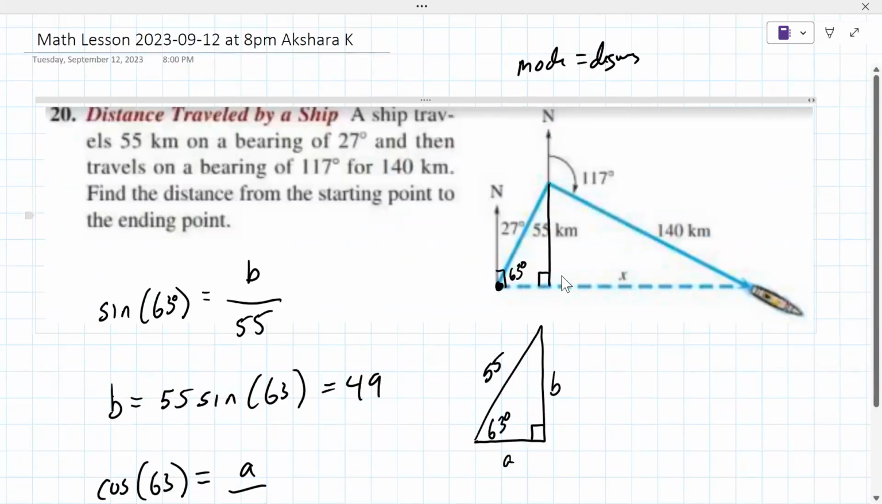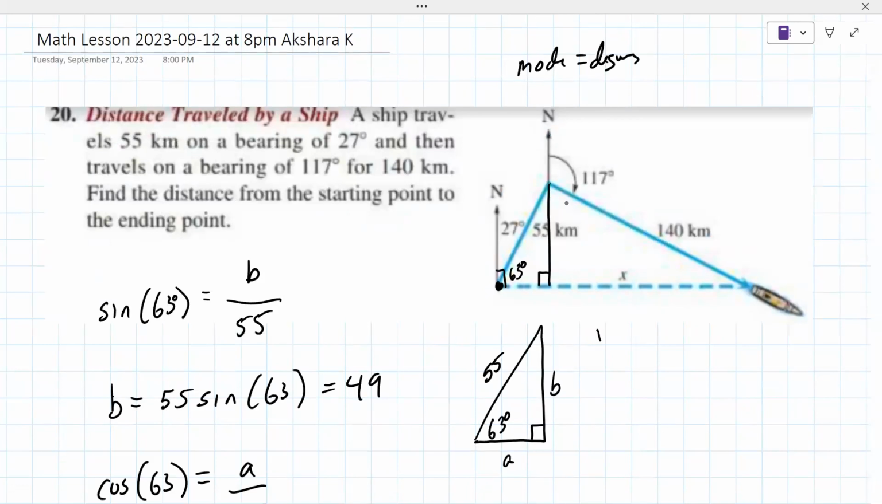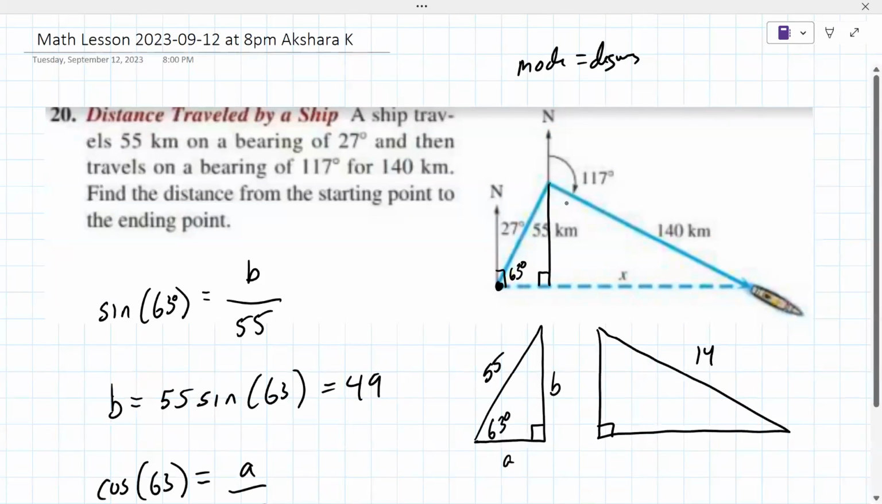We have another right triangle off to the right here, where this is 140 and B is 49. How can we find this other side down here on the bottom, which I'll call, let me make up another letter. I don't want to use X because the X is the whole thing. Let me call it W. How do you find the third side of a triangle?